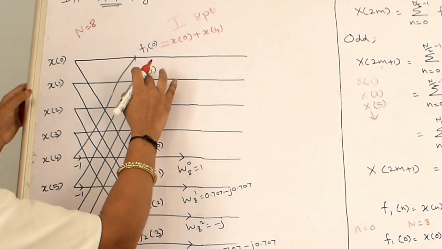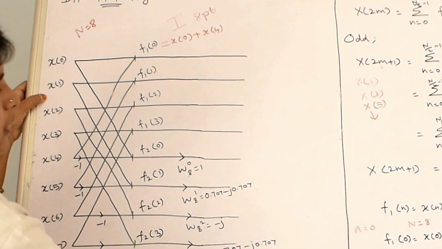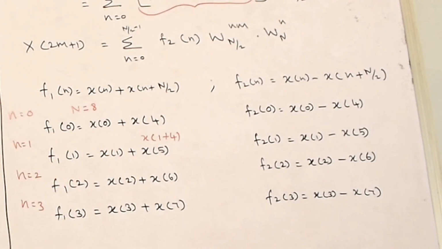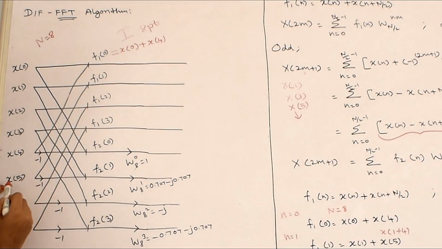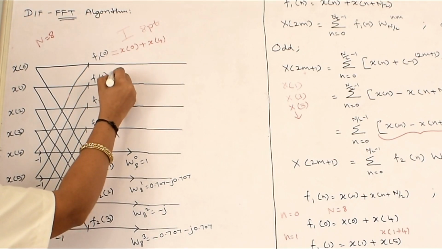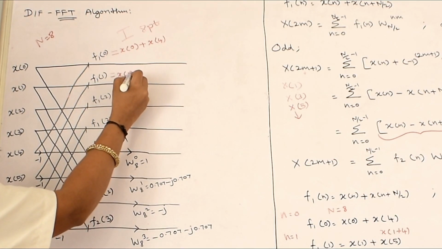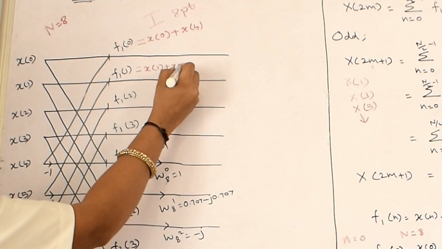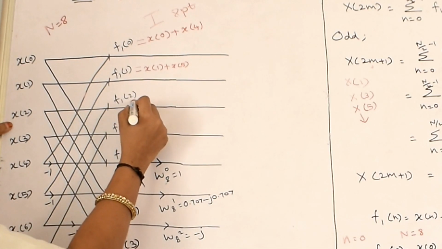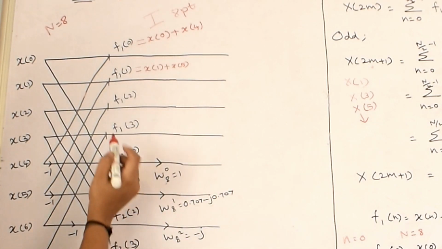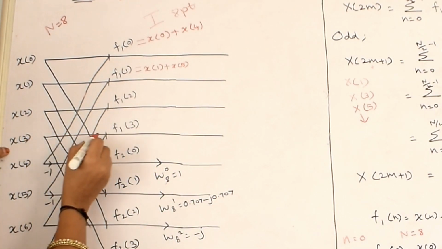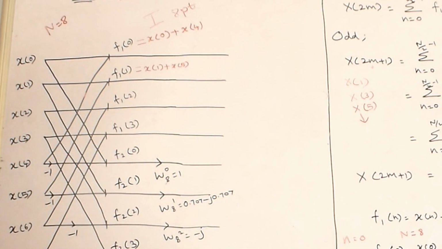Same way, what is f1 of 1? x of 1 plus x of 5. So the first input is x of 1, and the second input I am taking from this point, x of 5. So at this end your answer will be x of 1 plus x of 5. Same way for f1 of 2, x of 2 plus x of 6. For f1 of 3, x of 3 plus x of 7.